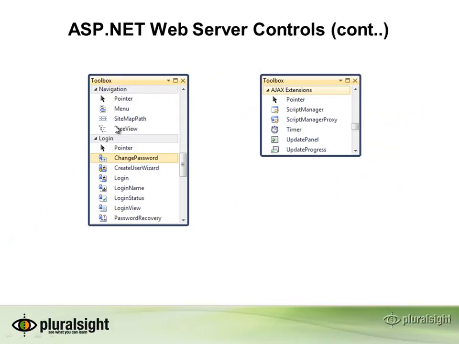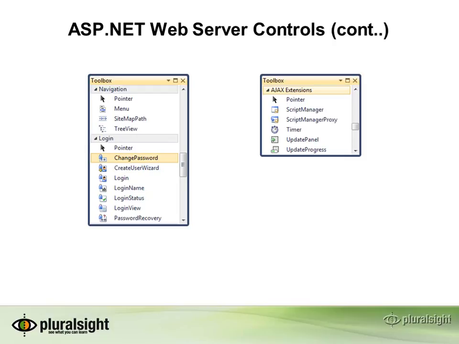Moving along, we have some site navigation controls. So we can do breadcrumb trails, we can do menu and tree view controls. If you want to do a breadcrumb trail, there's a sitemap path that allows the user to see where they are within the overall site. We also have security controls. So if I want to create a login page, I don't even have to drag on a text box for, say, the username and password. I can literally just drag on a login control and it does that for me. Or maybe I want to create a registration screen. There's a create user wizard control you can drag on. We'll also be talking about these later in the course.